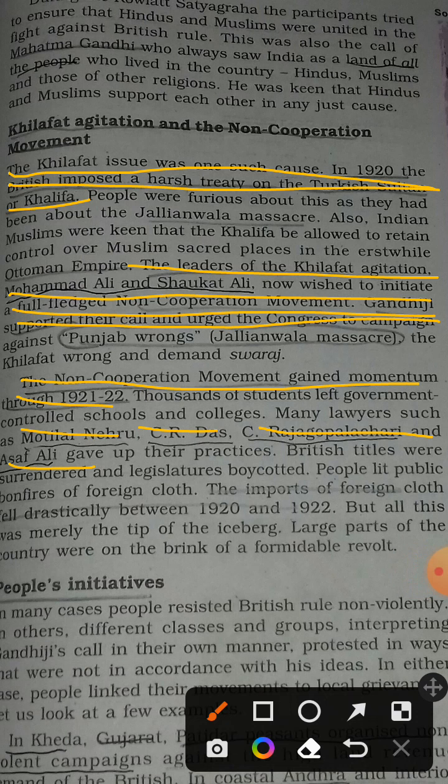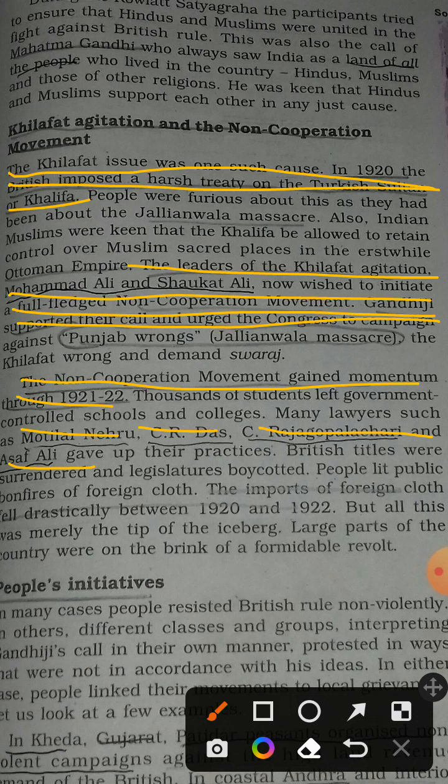Also, Indian Muslims were keen that the Khalifa be allowed to retain control over Muslim sacred places in the Ottoman Empire. The leaders of the Khilafat agitation, Muhammad Ali and Shaukat Ali, now wished to initiate a full-fledged non-cooperation movement. Gandhiji supported their call and urged the Congress to campaign against Punjab wrongs. Punjab wrongs means the Jallianwala Bagh massacre.